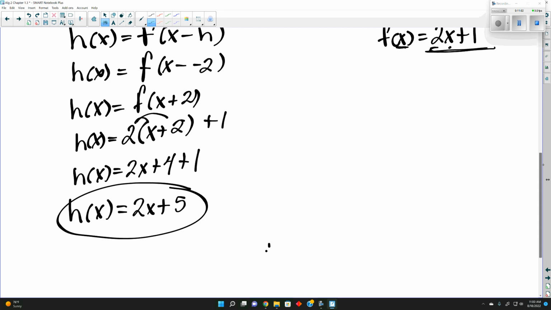So we used the general form, the f of x minus h, to be able to apply this movement of left 2, which gave us the f of x plus 2. We plug the x plus 2 in for x, because that's what we have now is f of x plus 2, and then simplify down. We'll look at a few more. Any other questions on this here?